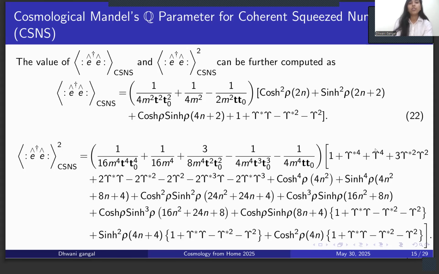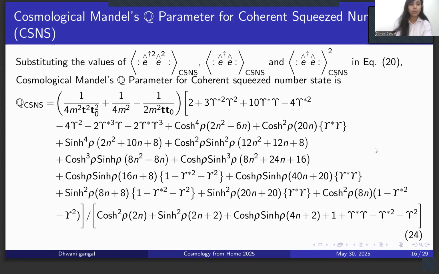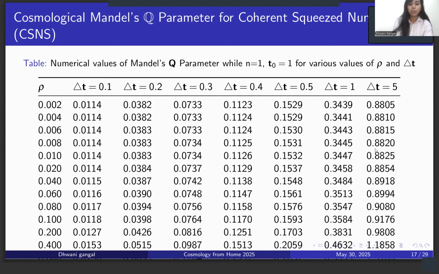In equation number 22, I'm computing the value of E dagger E for the coherent squeezed number state, and in the next equation, number 24, this is Mandel's Q parameter for the coherent squeezed number state. By this big equation, we will identify the results and conclusions.